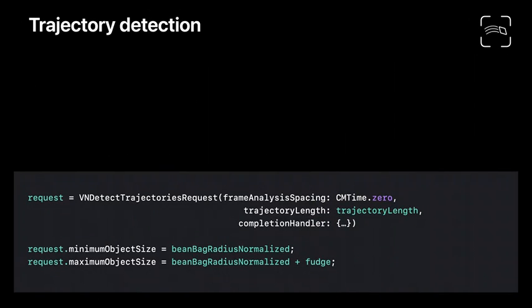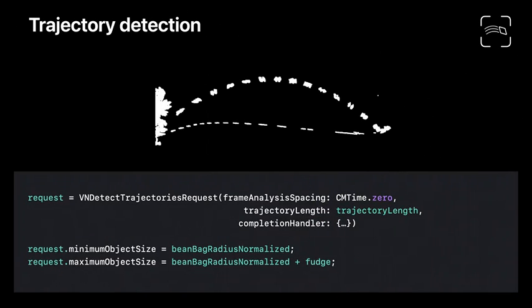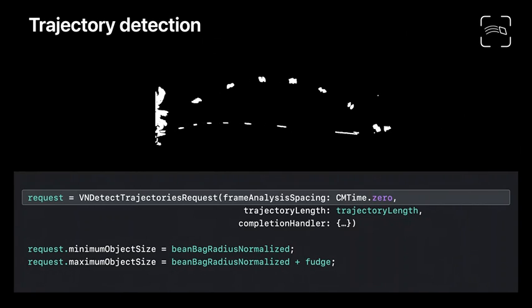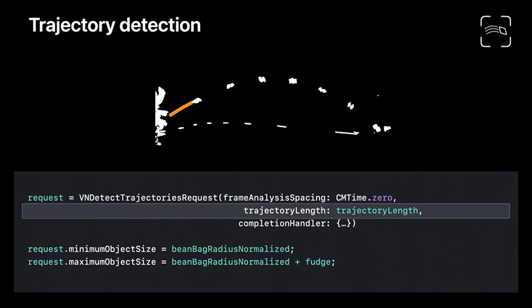So how do we use the VNDetectTrajectoriesRequest? When we create it, we give it a frame analysis spacing. Again, let's look at our graphic to see what happens. When we set this spacing initially to just a time of 0, we're going to analyze all the frames. But you can set that spacing to something else, and by doing that, we are only going to analyze fewer frames. That helps by reducing the computational cost, which is important particularly on older devices. Next, I can also specify the trajectory length that I'm looking for. That allows me, for instance, to filter out small spurious movements that I'm not interested in.